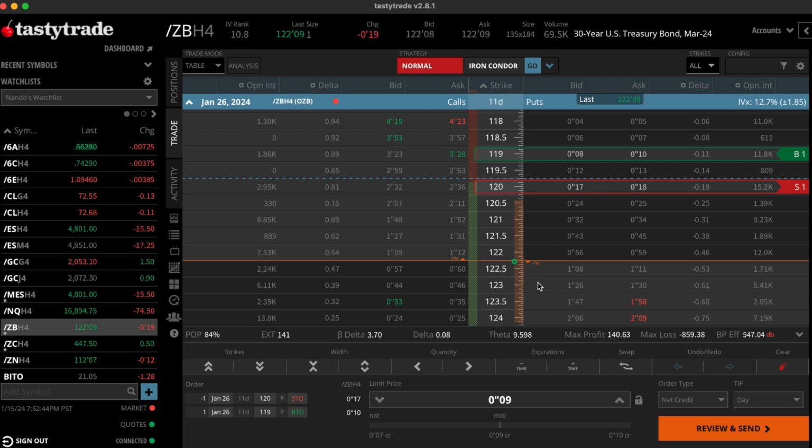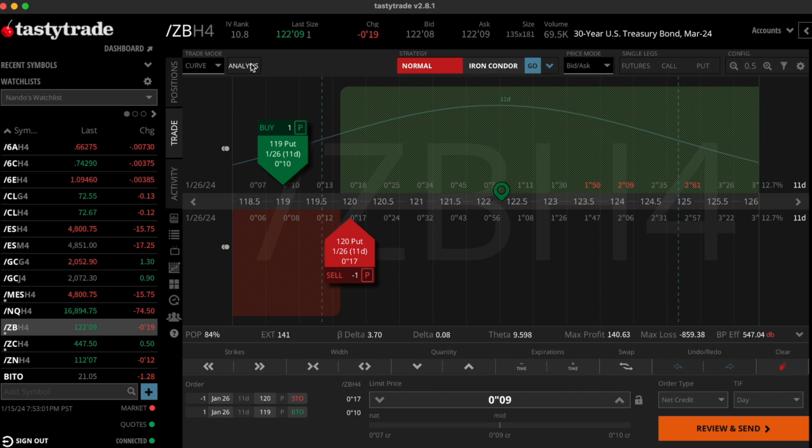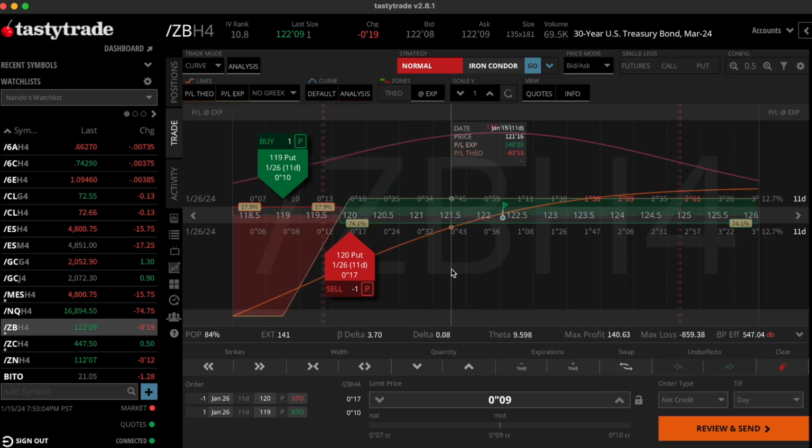Now, I believe that everyone is aware that when you sell this put credit spread, you are collecting a credit. In this case, it would be hypothetically 9 ticks. I'll go to the analysis tab so we can see a quick visual of this bullish put credit spread I'm queuing up. Here we go, this is what it looks like. Again, our max profit, and then our losses to the downside. If bonds close at expiration below this area, we're going to lose possibly $859.